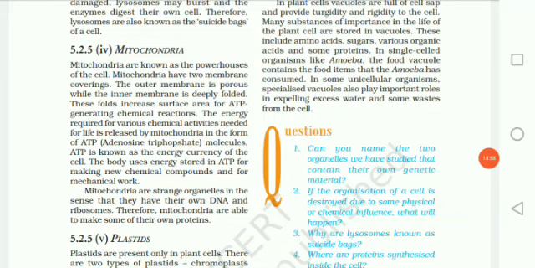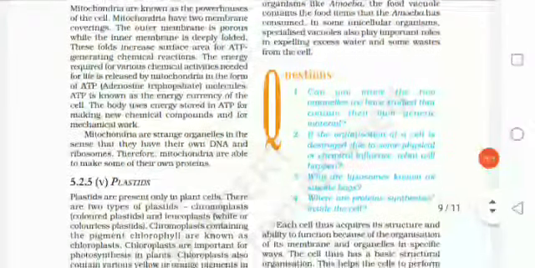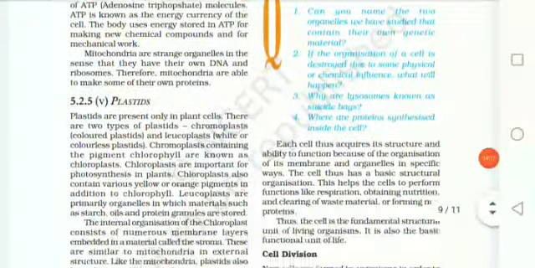In single-celled organisms like amoeba, the food vacuole contains the food items that the amoeba has consumed. In some unicellular organisms, specialized vacuoles also play an important role in expelling excess water and some waste from the cell.